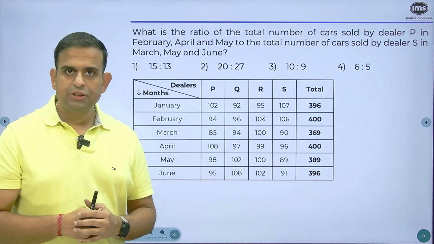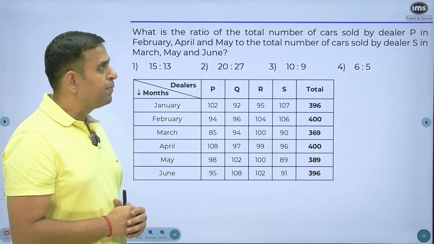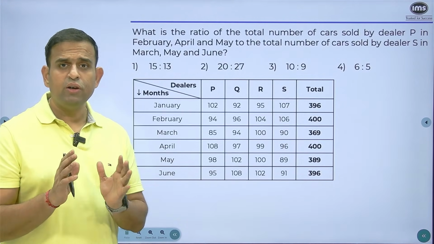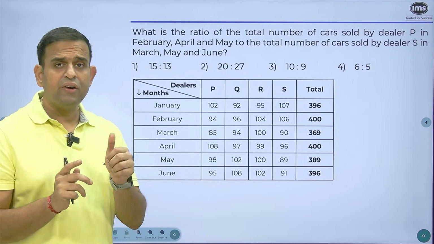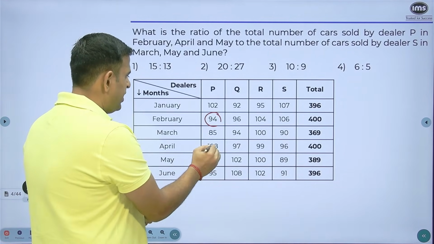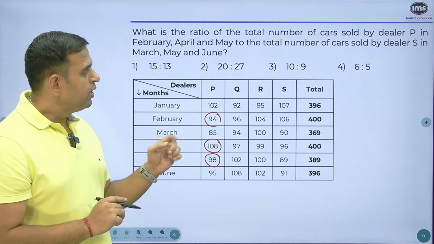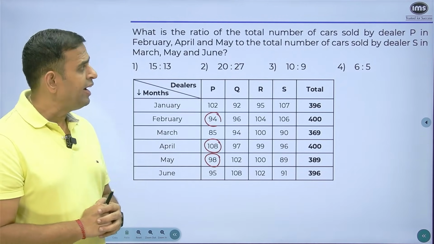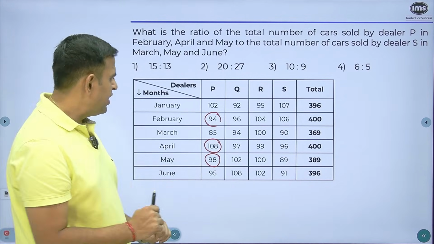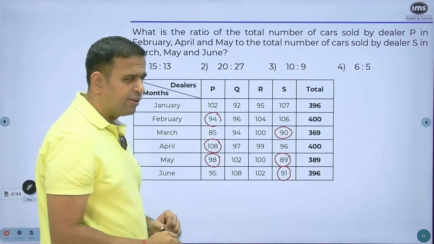If you look at the next question, it says that what is the ratio of the total number of cars sold by dealer P in the month of February, April, and May? So please be very, very clear over here. They have told February, April, May for dealer P. So numbers are 94, 108, and 98. The total number of cars sold by dealer S in the month of March, May, and June. So for dealer S, I'm going to focus on March, May, and June over here.